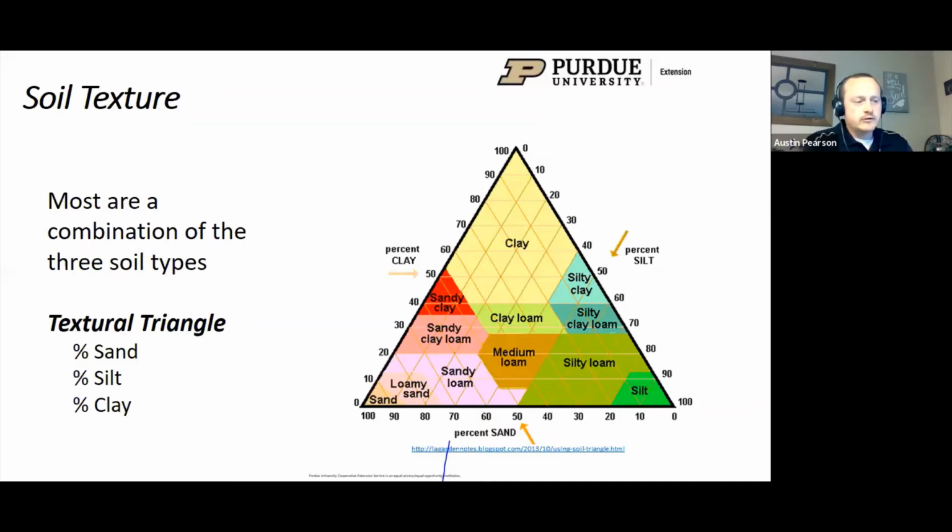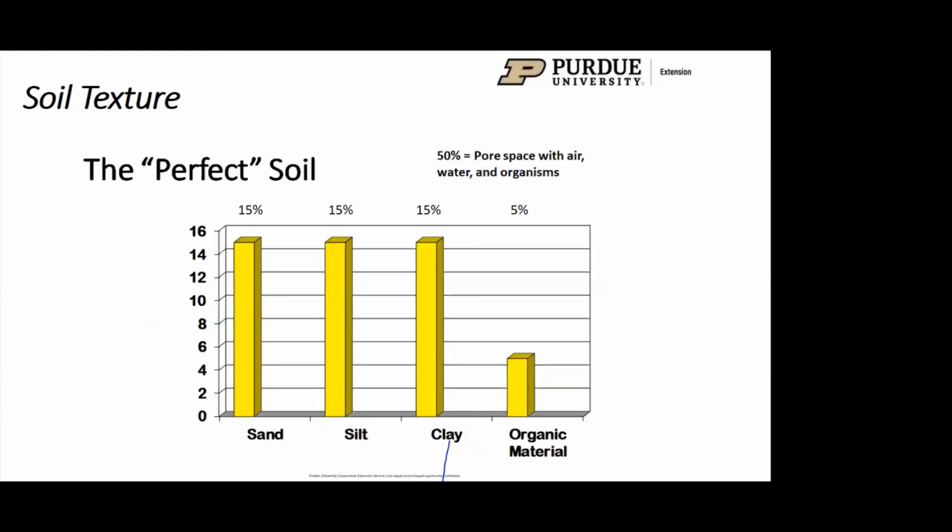Now you can do it. You can texture by feel. You can also do a more in-depth scientific way called the hydrometer method. Or you could just cheat and utilize the web soil survey that Amanda is going to be showing you here in a few slides. So we'll go ahead and move on.